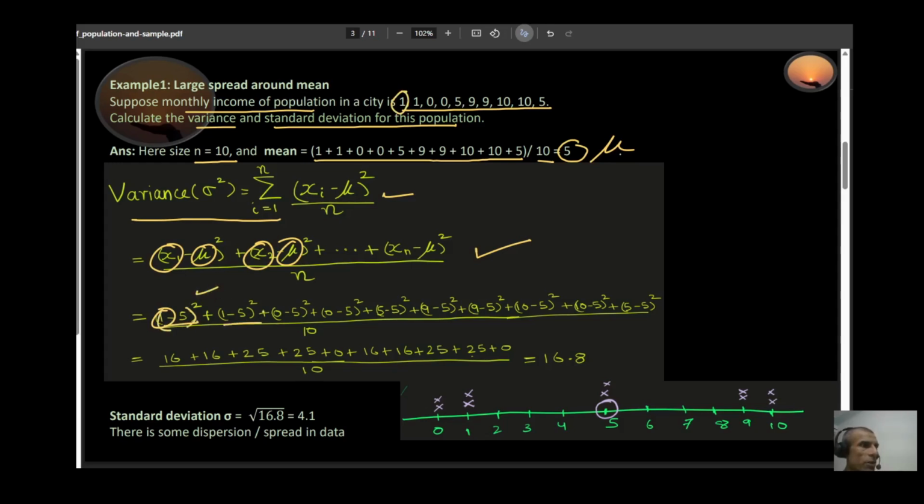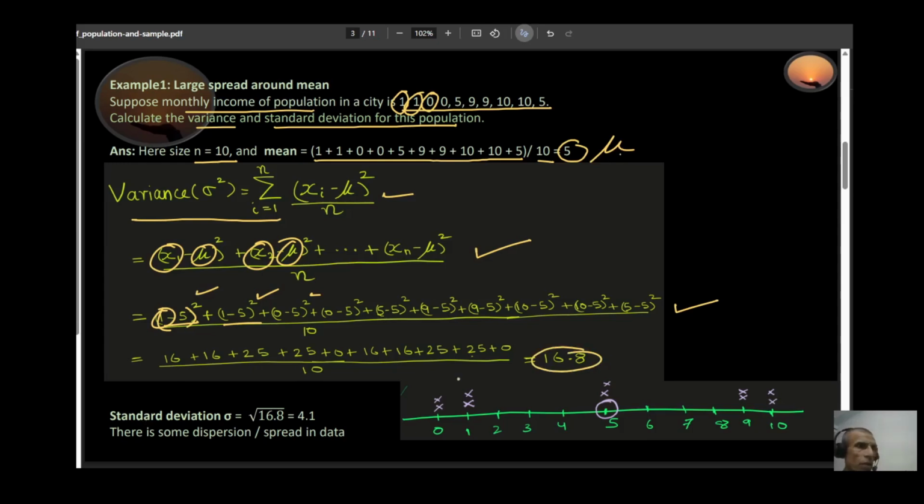Same thing with the next expression. You have x2 right here. So x2 minus mu square, and this is how you get this second expression. Same thing with the third one. You have x3, which is 0. So x3 minus mu square, and you can keep going like this. So this is how you get this expression. Okay, solve this expression, and the answer comes out to be 16.8.